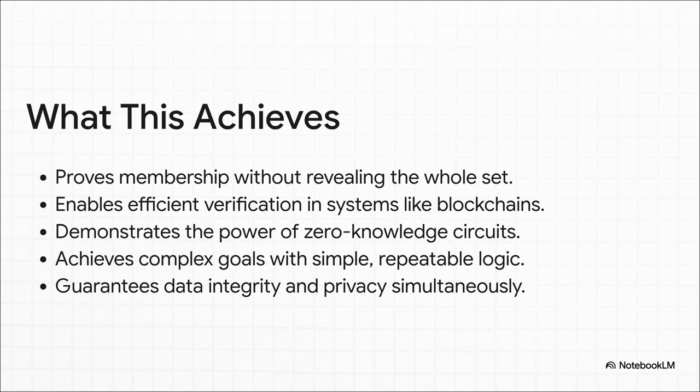I mean, look at what this code actually achieves. It lets you prove you're part of a set without revealing the whole set. That's why it's so fundamental for massive systems like blockchains. It makes verification super efficient, it guarantees that your data is intact, and that it's private, all at the same time. This is the real power of zero-knowledge proofs, using simple, repeatable logic to solve these incredibly complex problems of trust in our digital world.